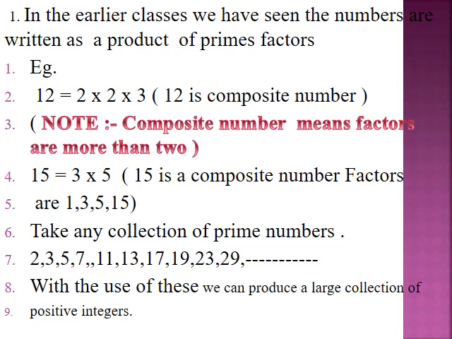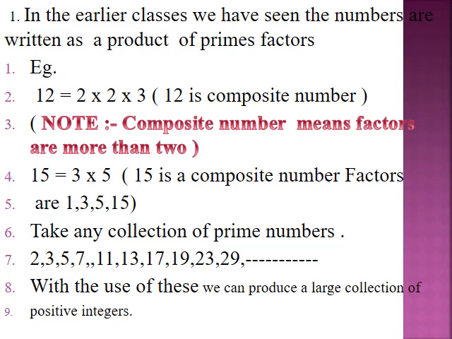Now you will get this method by the prime factorization long division method, which you have studied in the earlier classes already. Prime numbers are numbers which have only two factors, that is 1 and the number itself, but a composite number has more than 2 factors. So here 12 is a composite number which you will get by multiplication of prime numbers.